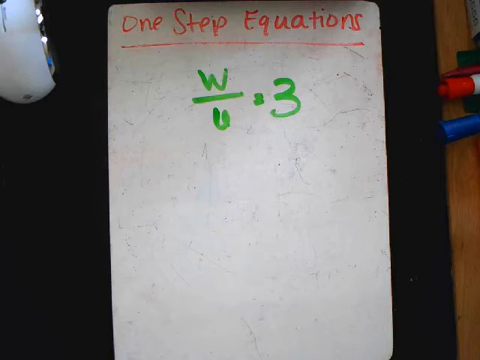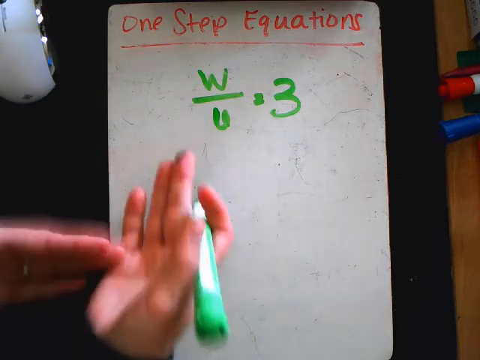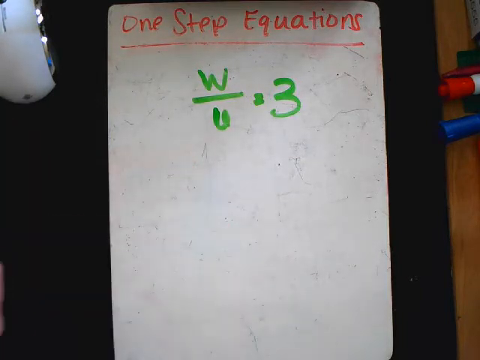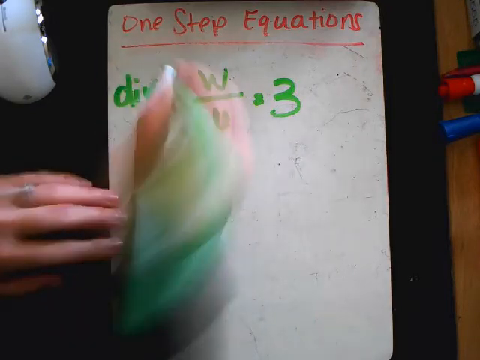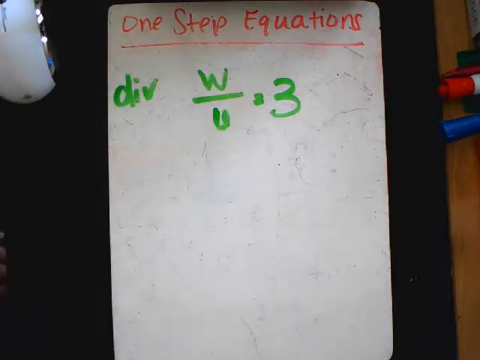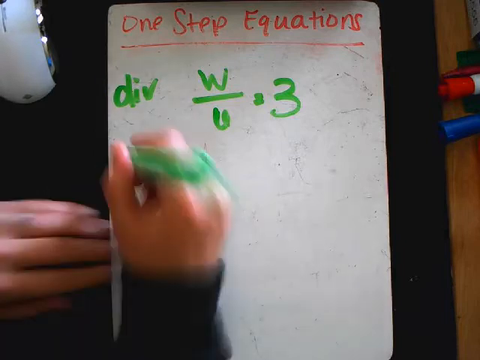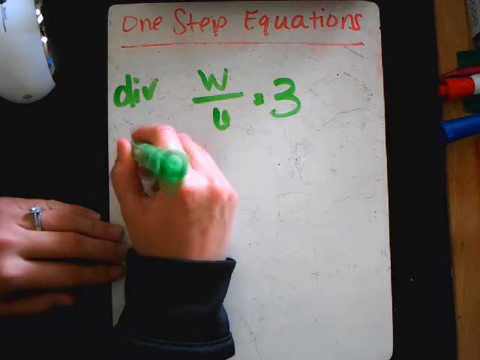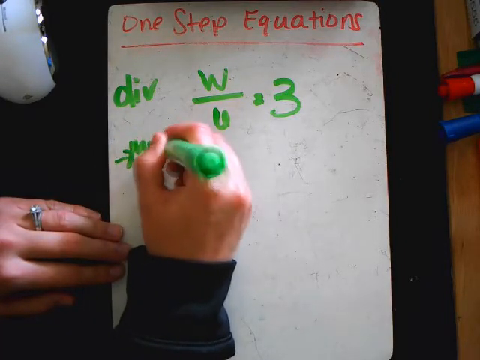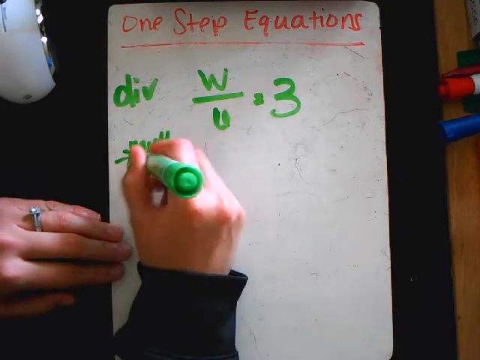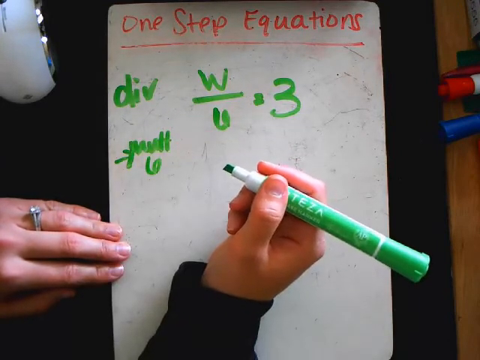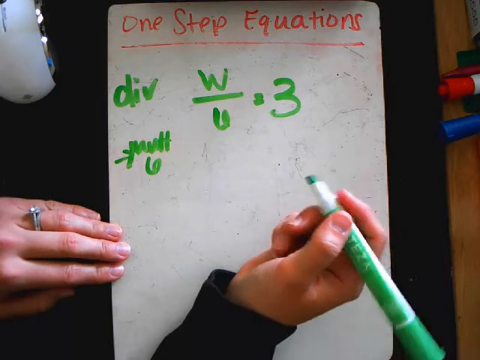Alright, the last type of problem. This is a division problem. It's written like a fraction, and fractions are just division problems. So, in order to solve, we're going to have to do the opposite of divide, which would be multiply by what it's being divided by. So multiply by 6. We can do this a few different ways.